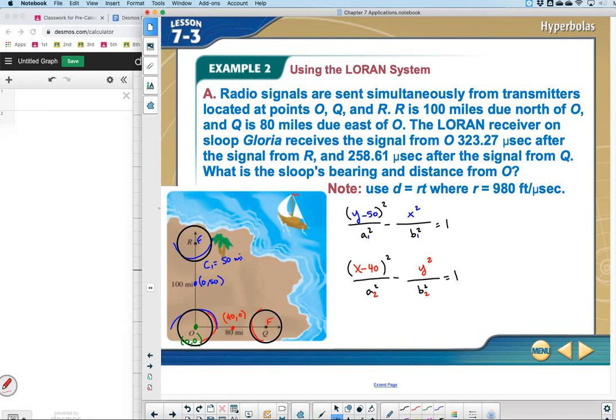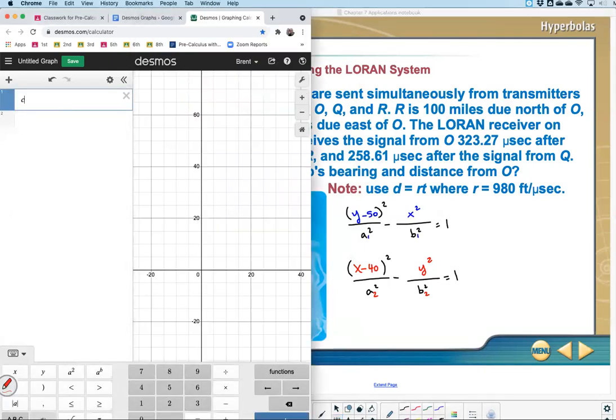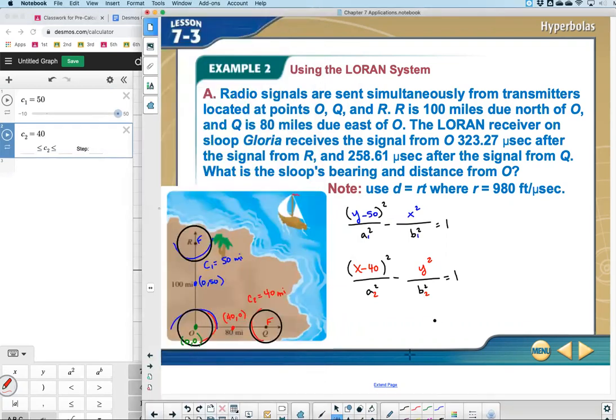Over here, from the center to this focus, it would be 40 miles. So I'll call that C2, which is going to equal 40 miles. I'm going to plug that in real quick so the calculator has them stored. C1 is going to equal 50. C2 is going to equal 40. Desmos now has that programmed.